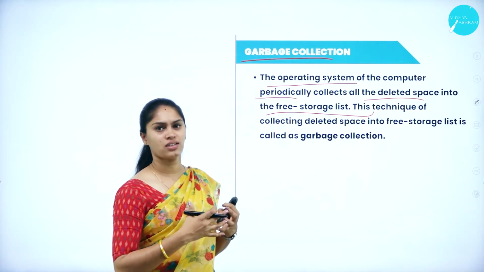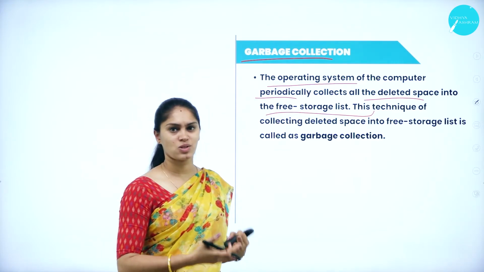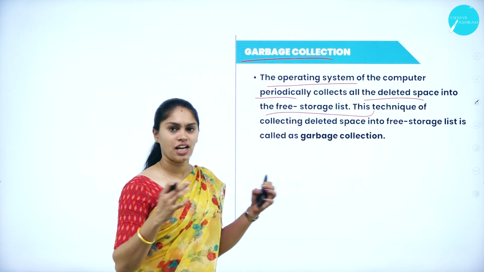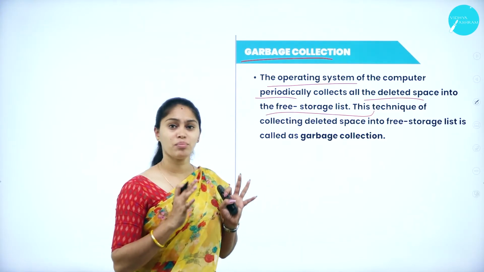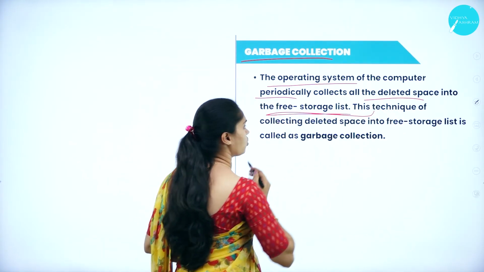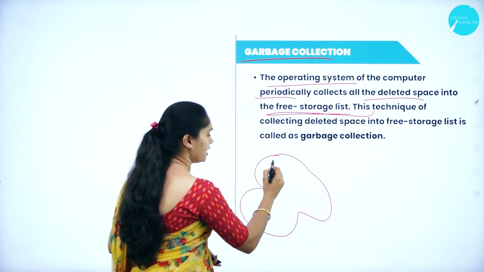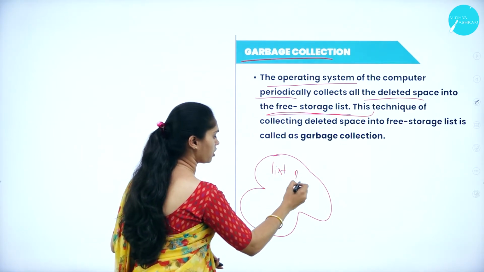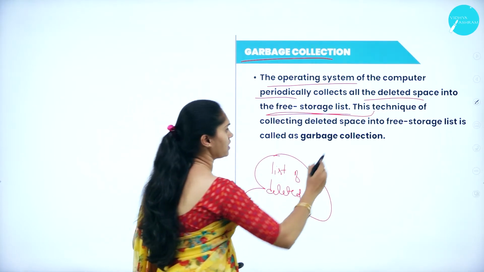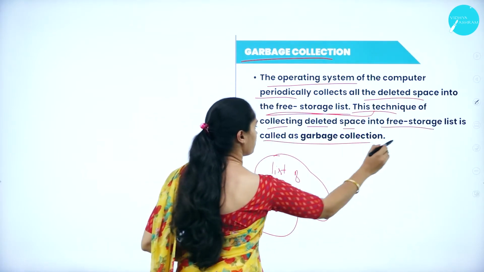I have allocated some of the memory space. So once I am done with my operation, I am just going to delete it. When we are deleting, it is going to be collected and pooled somewhere. That is this deleted space in the free storage list. So in the free storage list, all the deleted items are going to be saved at a single space. So this technique of collecting the deleted space into the free storage list is going to be called garbage collection.